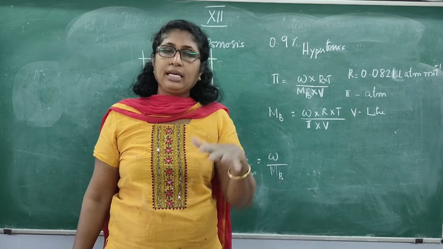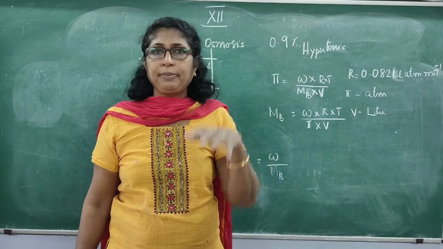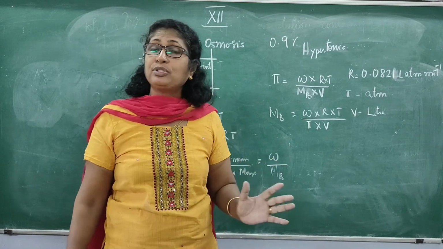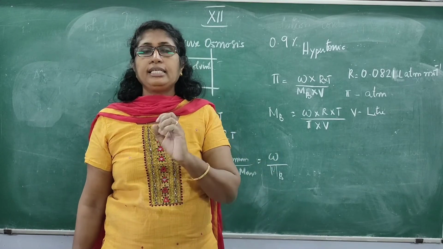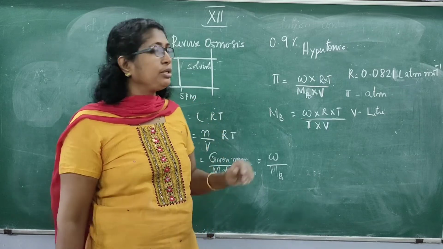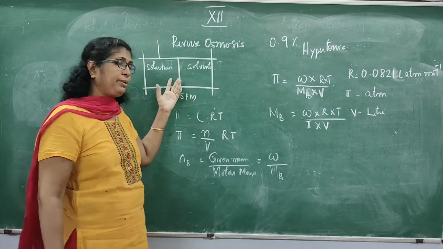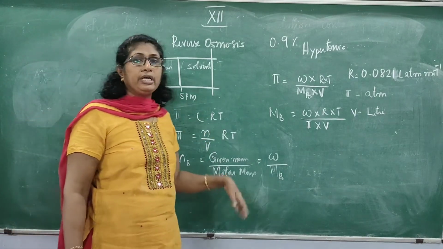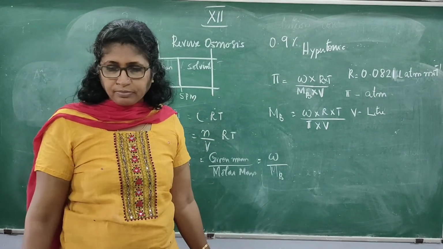That is, by applying current, we are applying a pressure on the solution side, and pure water is moving from the solution to the solvent side. That is called reverse osmosis. A semi-permeable membrane is used to separate the solute particles. So this is called reverse osmosis.